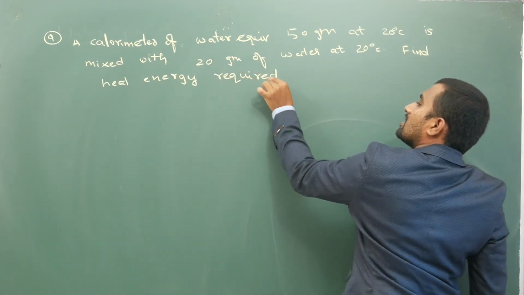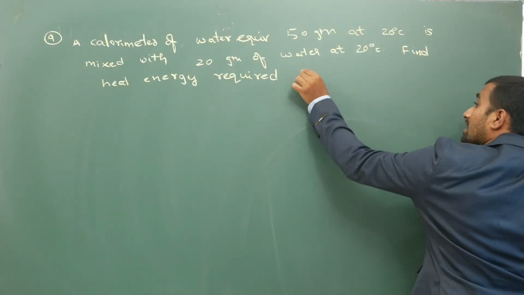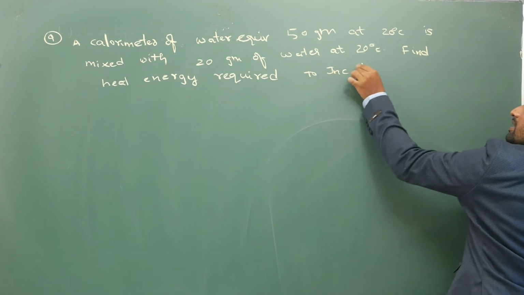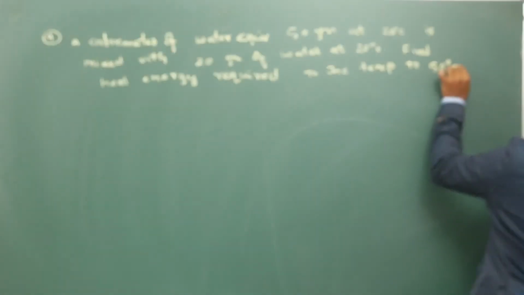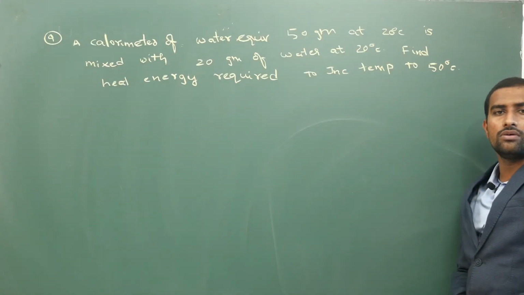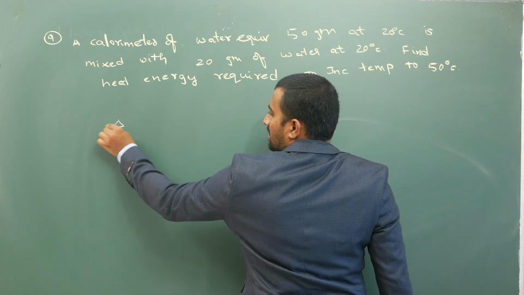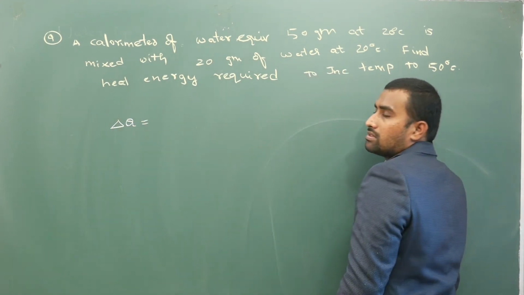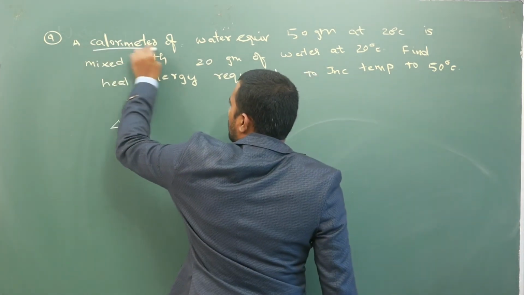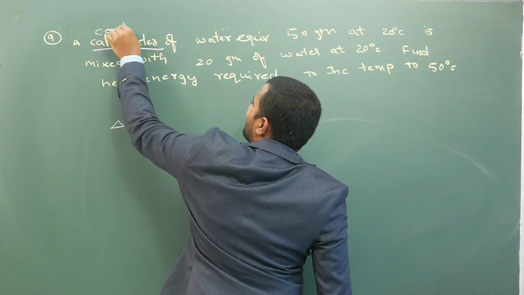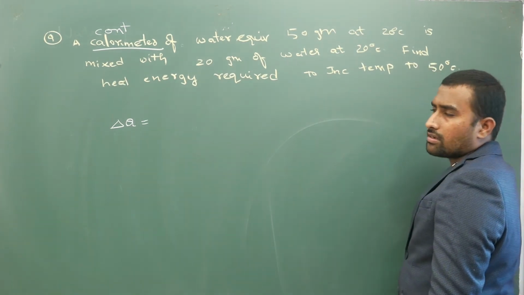to increase the temperature to 50 degrees centigrade. Now if that is the case, your answer is delta Q is equal to, actually you have to write, you can use calorimeter or container, it doesn't matter. So no issues, calorimeter or container.